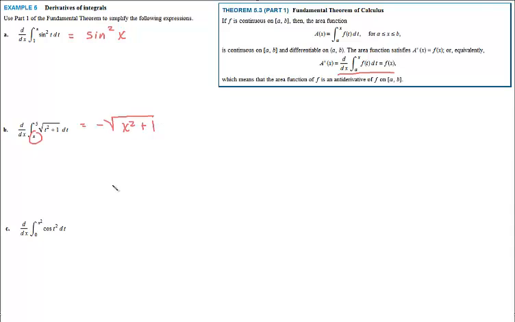This one, however, this next one is not as straightforward. This is not a plain x. This is some function of x. So this is some u.